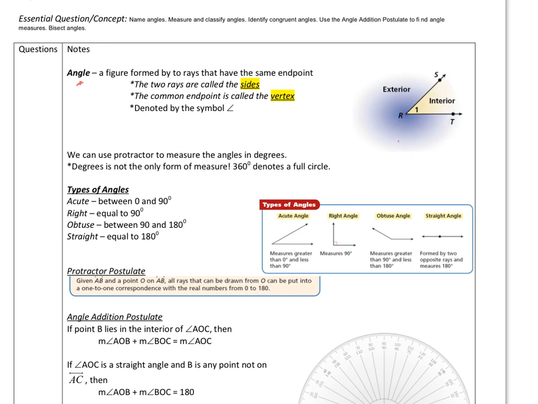Like this, angle R. Since I labeled it 1 on the inside, you could also say that it's angle 1. You can also call it angle SRT. Either one of those is fine.